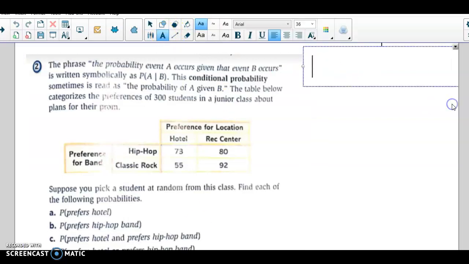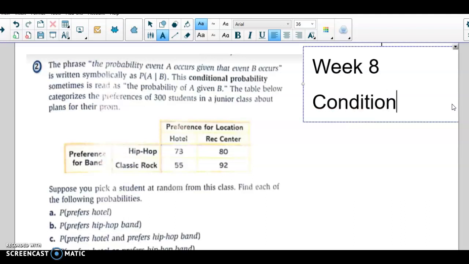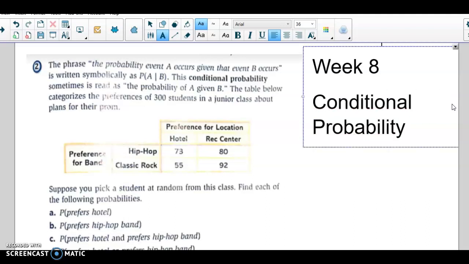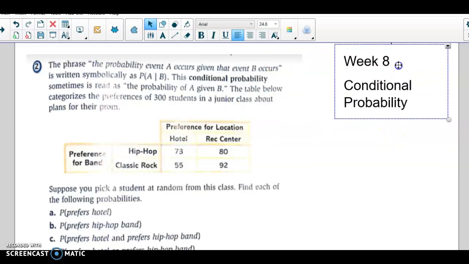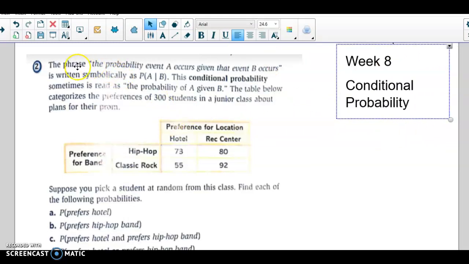This is Integrated Math 2, and it looks like we're in week 8 of our distance learning, and this week is all about conditional probabilities. So I thought I would just walk through a couple of the problems for this unit. Let's just read through this.